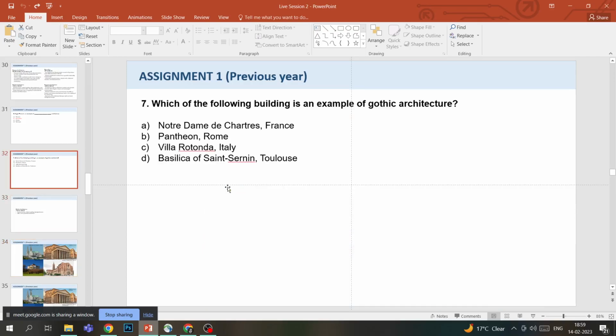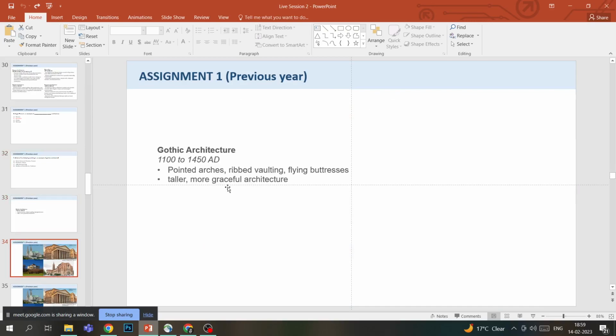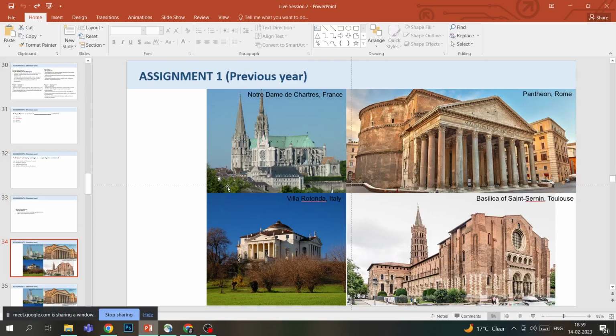So the question was, which of the following is an example of Gothic architecture? As you can very evidently see from these images, Gothic architecture is characterized by pointed roofs and pointed arches and other things. So of course it's Notre Dame de Chartres, France. Notre Dame, France, it's a very famous church, we all know that.